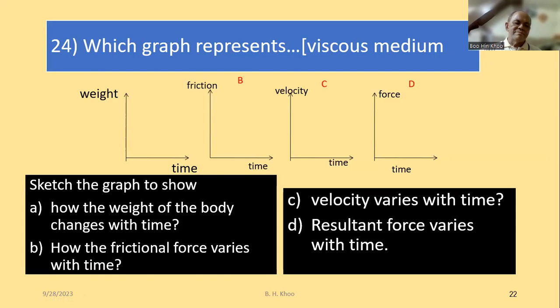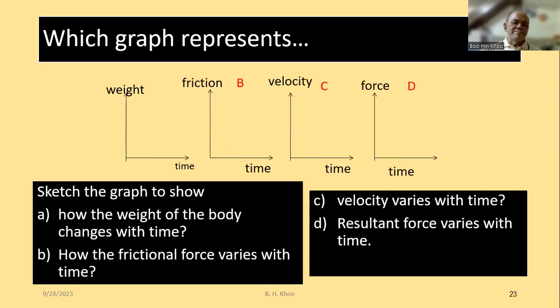Weight is constant. Yeah, right? There is a horizontal line. It doesn't change with time. Friction, how does it change with time? Same as velocity. Friction is proportional to velocity, so the graph is the same.